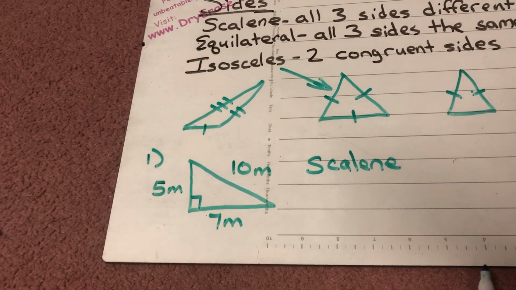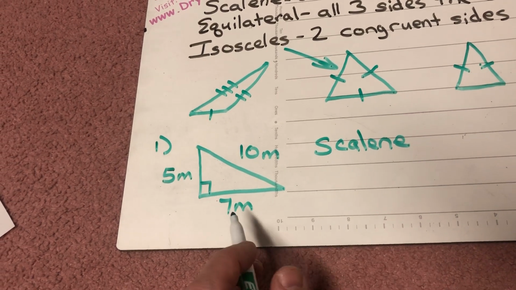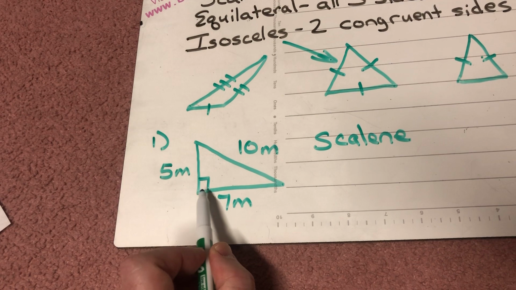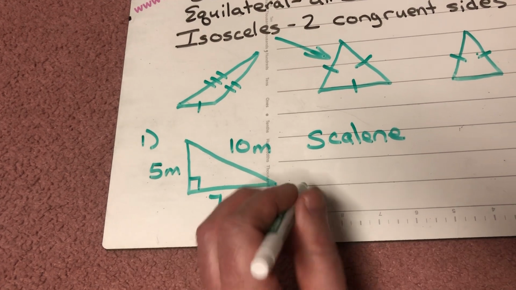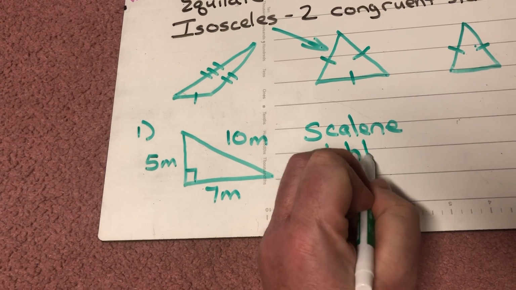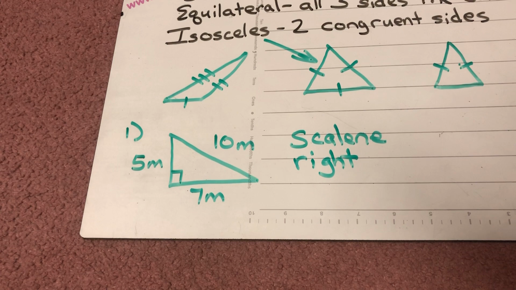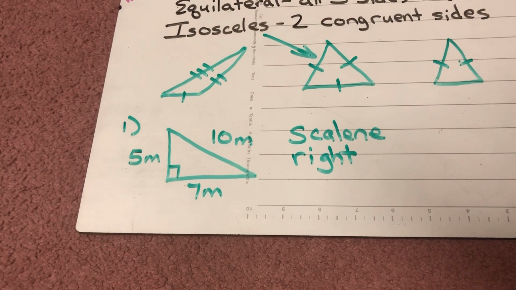That's the scalene triangle. Now we also have to classify it by angles. I see that I have a right angle because I see my box with the perfect L. Thus, when I classify it by angles, it would also be a right triangle. All right, let's look at a different one.